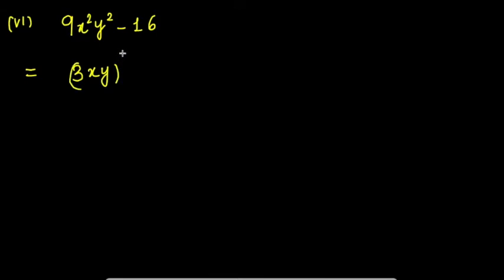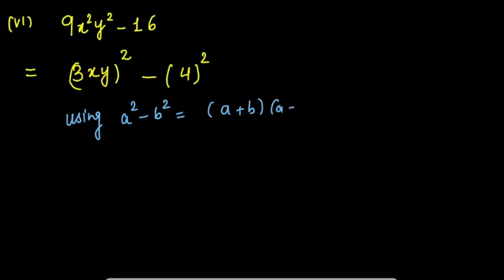Now moving to question number 6, which is 9x²y² − 16. So again it's a binomial and we don't have anything common between these two terms. Let's see if we can apply the third identity. 9 is a perfect square number, x²y² again is a perfect square, so it can be written in the form of (3xy)² − 4². So we have achieved it in the form of the third identity. So you will write using a² − b², which gives us (a + b)(a − b).